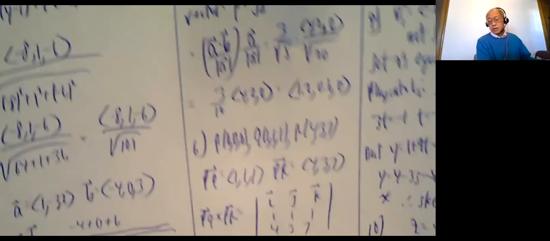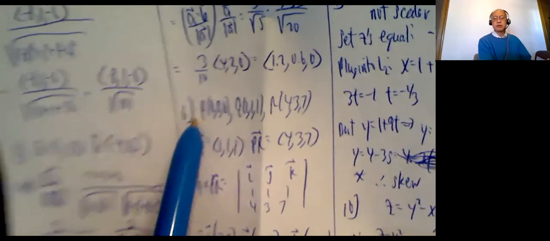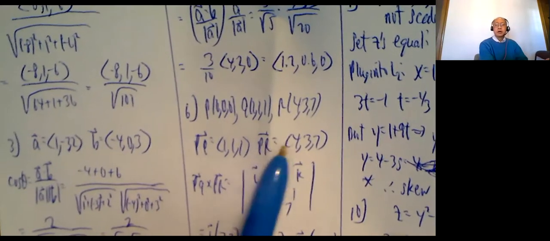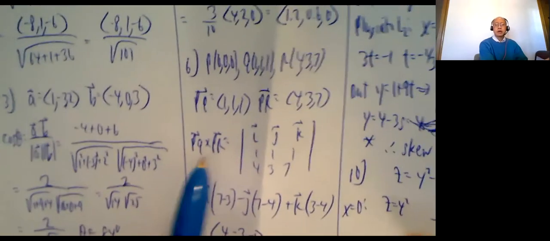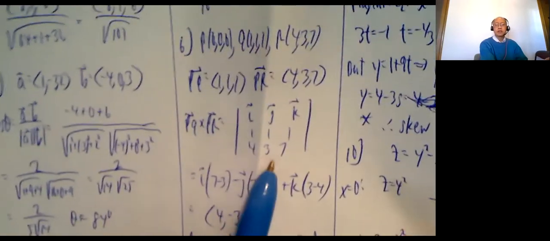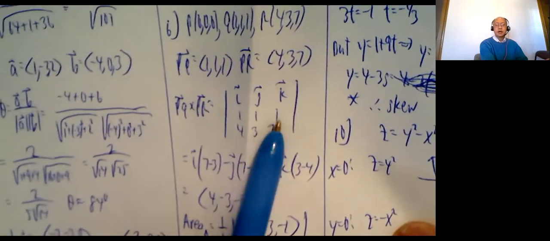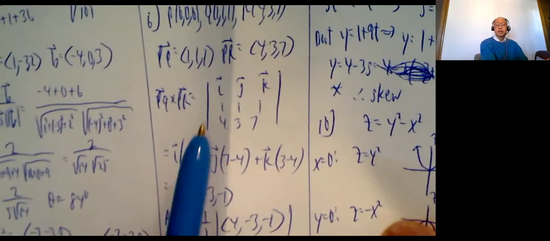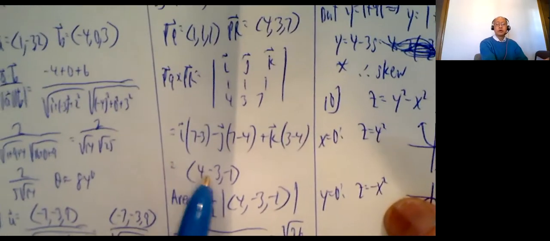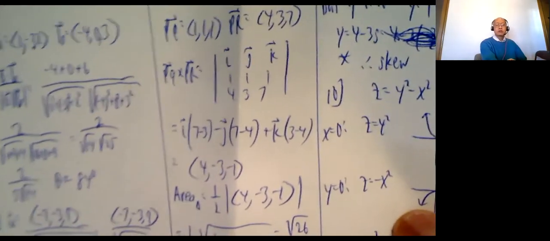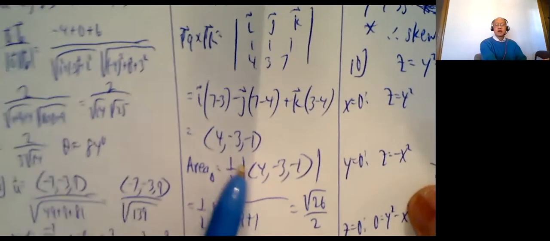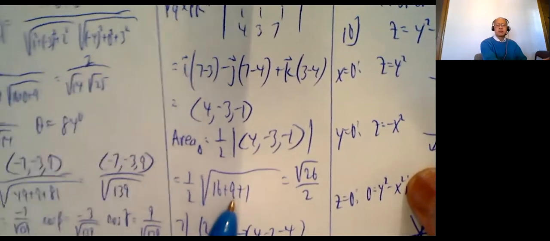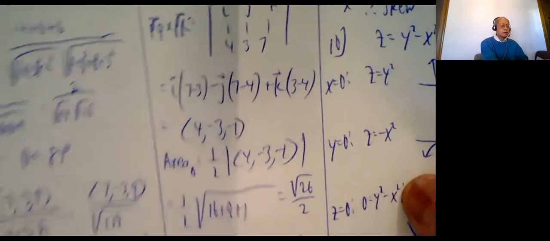Okay, number 6, find the area of the triangle determined by these 3 points. So I find the vector PQ is <1, 1, 1>. PR is <4, 3, 7>. Take the cross product, which is i j k, 1, 1, 1, 4, 3, 7. I component is 7 minus 3. J component is the opposite of 7 minus 4. K component is 3 minus 4. <4, -3, -1>. So the area of the triangle is 1/2 of the magnitude of <4, -3, -1>. 1/2 the square root of 16 + 9 + 1. So radical 26 over 2.